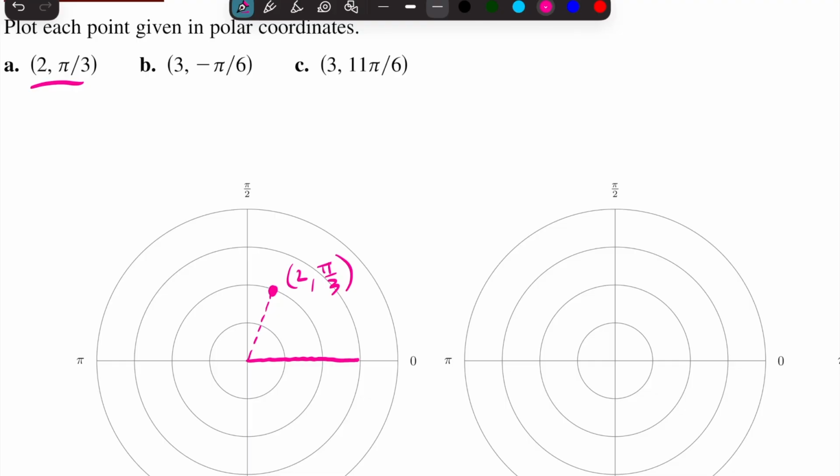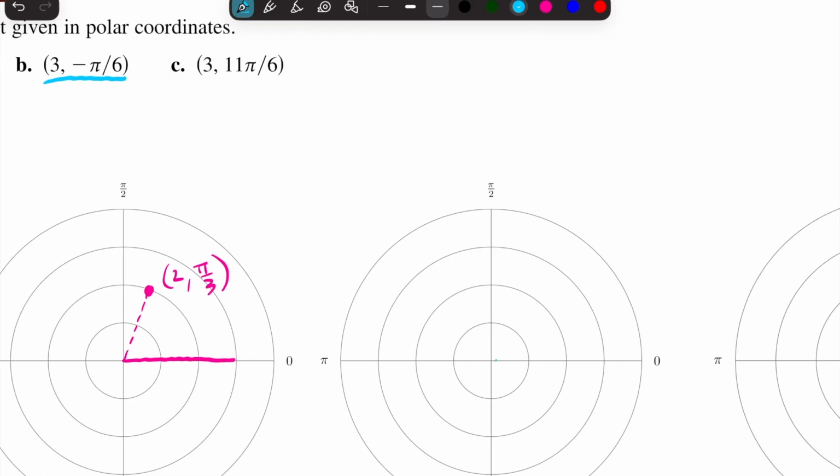All right, second one, let's use a different color. We're going to 3, negative pi over 6. So since we're measuring in the negative direction, we're going to measure clockwise from the positive x-axis. So negative pi over 6, right about here. And then we're going to go out a distance of 3. So there is the point 3, negative pi over 6.